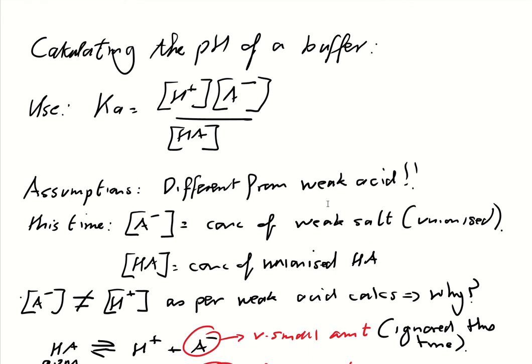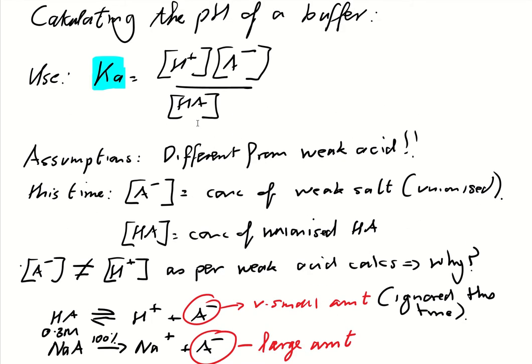Right, so the first thing, and this is a little bit dangerous, is that we have the same equation. You can see it on the board here, and it's the same equation that we use for working out the pH of a weak acid. So we need to be very careful, because the assumptions that we make when we're working out the pH of a buffer are different from those that we make when we're working out the pH of a weak acid. So I've said just here in the next line down that the assumptions that we make here are indeed different from those when we're dealing with a weak acid.